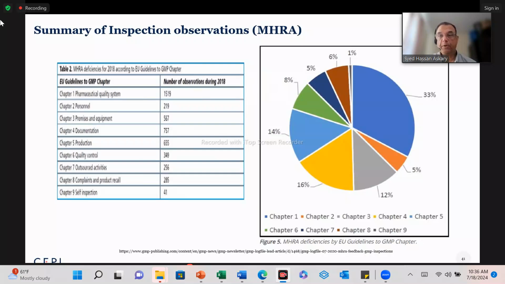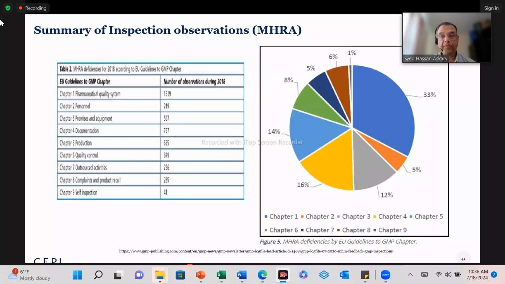So chapter 1, the blue area, which is the biggest in the pie chart, is basically for pharmaceutical quality systems. And that's why the focus has shifted onto the quality systems more and more, because it's been identified to have more issues in having a compliant quality system. Okay.